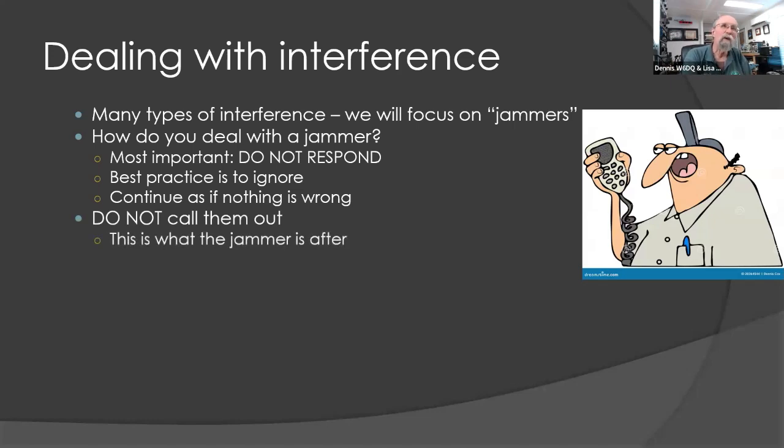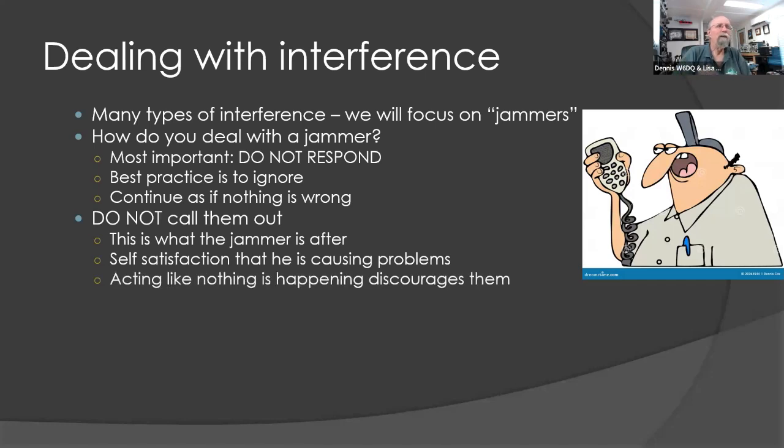Like I said, this is what the jammer's after. This is what they want. They want you to recognize them and be noticed. If you ignore them, they'll just go away. He wants that self-satisfaction that he's causing problems with your net. Acting like nothing is happening discourages them.